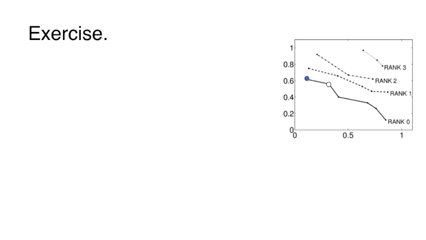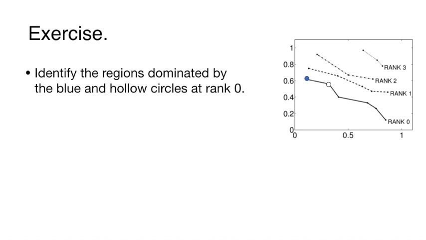Now here's an exercise for you to pause and reflect. Pause here and identify the regions of dominance for 2 sample solutions, that is the blue solution here and the hollow solution here. Both these solutions are at rank 0. I want you to figure out how the region of dominance looks like in a 2-objective space. It is critical that you pause, draw your own figures something like the one here. It doesn't matter if your Pareto ranks are not exactly the same as those that appear on this slide. Just draw your Pareto ranks and then figure these regions out, the regions of dominance.